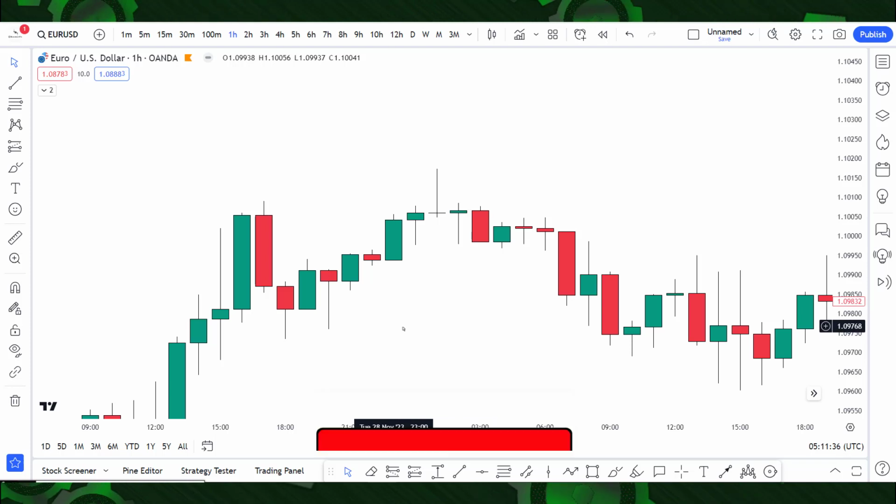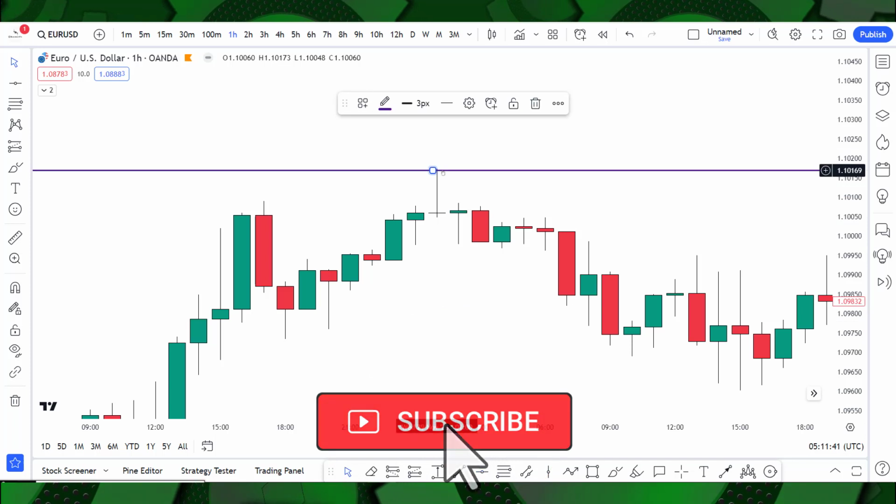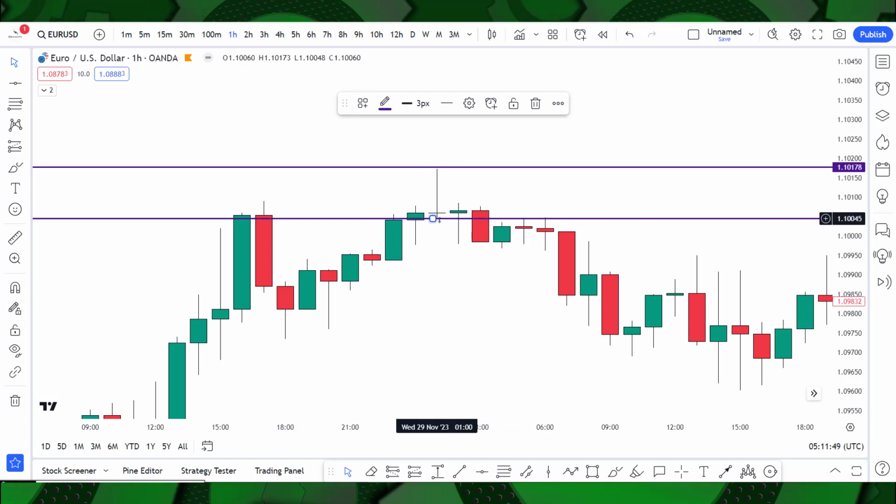The first thing I told you about how to trade the shooting star is to mark the high and the low. You mark the high of this shooting star and you mark the low of the shooting star. That is it.